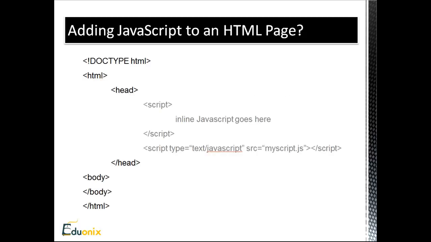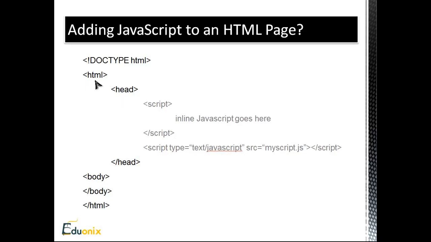So adding JavaScript to an HTML page is fairly easy. You can see we have a basic HTML structure. We have our HTML head and body tags, and you can see that within the head tags we have these script tags, and this is where we would put our inline JavaScript. By inline I mean that we're putting it right in the HTML page as opposed to in a JavaScript file. We can do that as long as we have our opening and closing script tags and we include all the JavaScript in the middle.